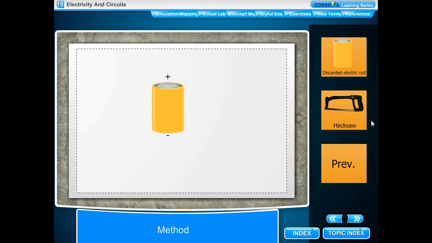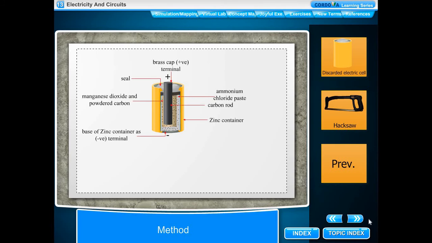With the help of an adult, open the metallic container of the cell using a hacksaw. We will see inside there is a blackish chemical paste. The chemical paste surrounds a carbon rod. The cell is sealed on top and covered with a cardboard case to prevent any leakage. Electric cells produce a small amount of electricity from the chemicals present in it. Once the chemicals are used up, the cell stops producing electricity.